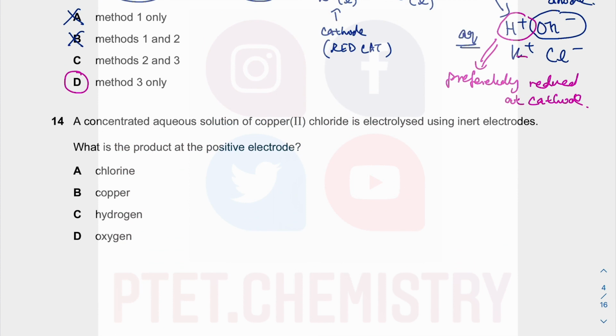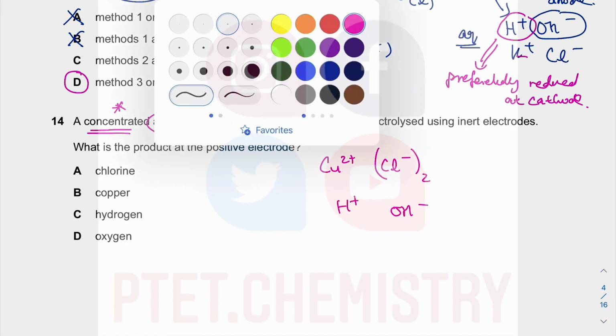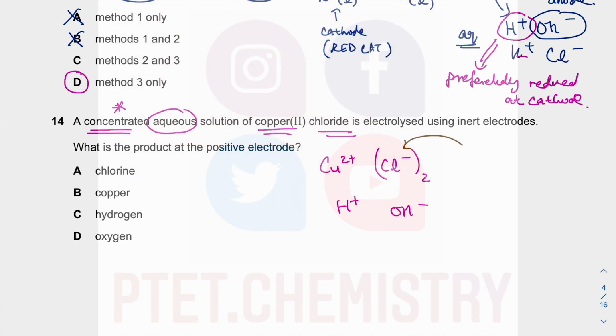Number 14. Now you also have a concentrated aqueous solution of copper 2 chloride. So the concentration matters because when you have concentrated solution, you can preferentially oxidize the anion of the ionic compound instead of hydroxide. Yeah. So you have Cl minus, which of course you have 2 of them, and then you have H plus and OH minus. So between all these, you're going to preferentially discharge this because you have a concentrated solution.